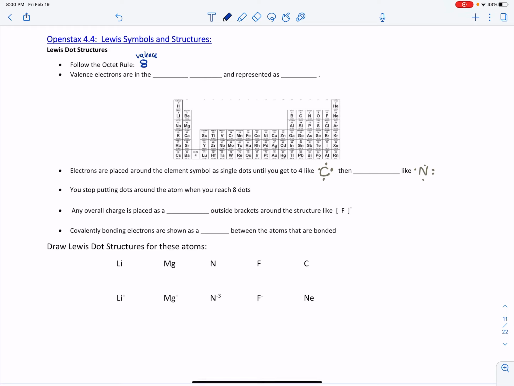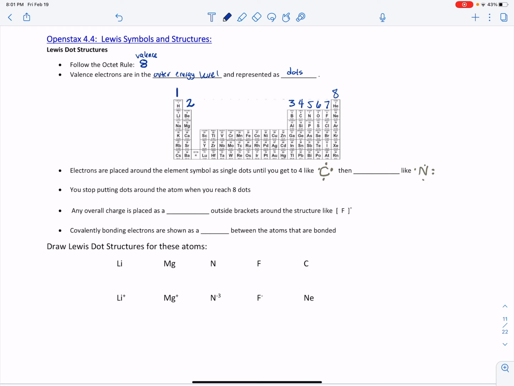Remember, the valence electrons are in the outer energy level. And in this case, they're going to be represented as dots. Remember the columns? Anything in this column has 1 valence electron. Anything in this column has 2. This column has 3, 4, 5, 6, 7, and then 8 valence electrons.